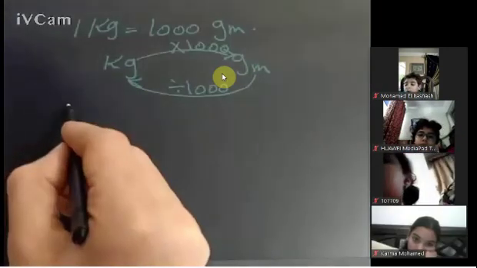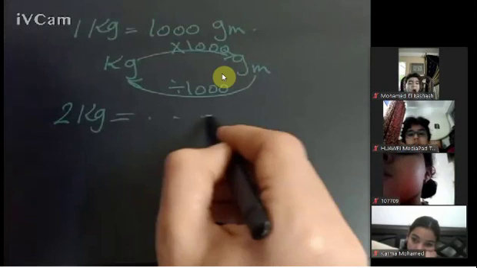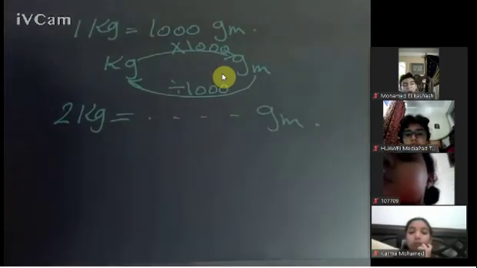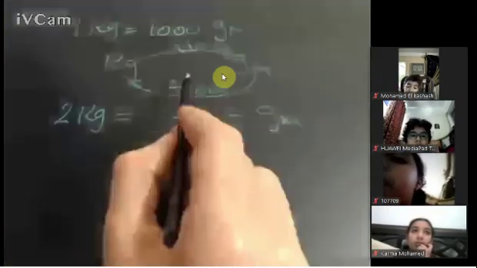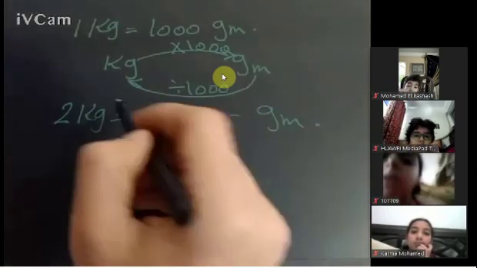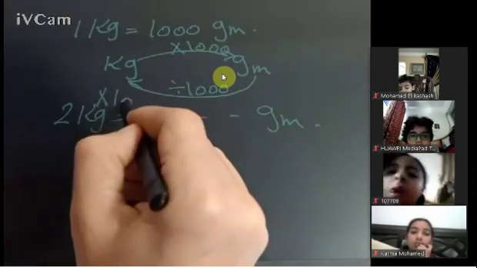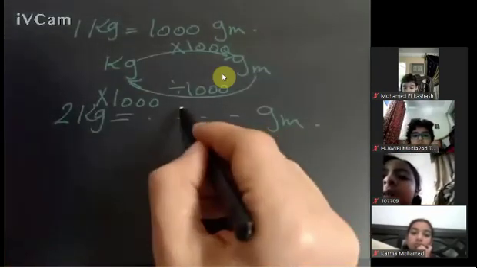So if I have here 2 kilograms equals how many gram? Like we did with the kilometer and meter. It's from big to small, from kilogram to gram. That means I will multiply by 1000. 2 multiplied by 1000 equals 2000.